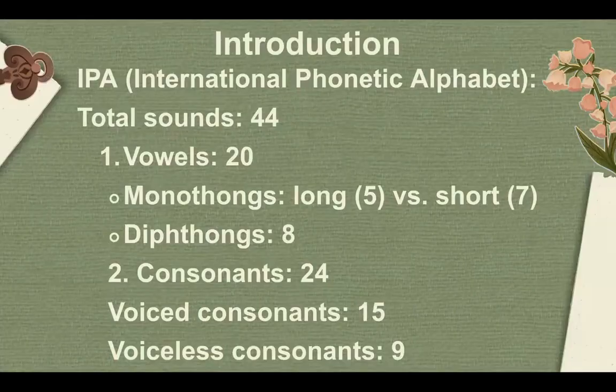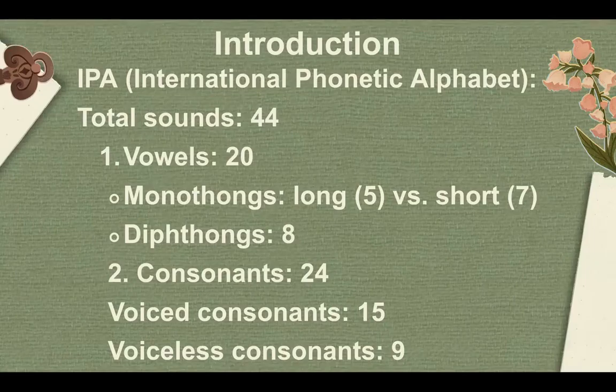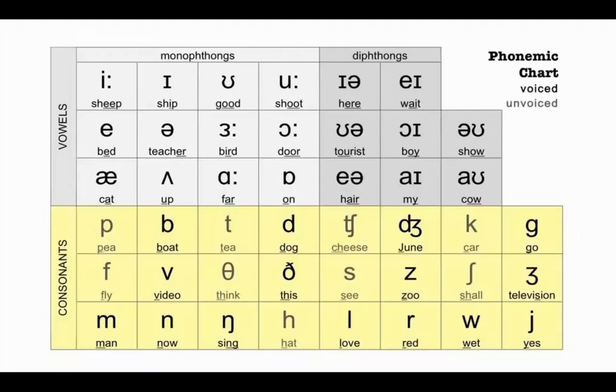In English, we have the IPA. It stands for International Phonetic Alphabet, and it includes 44 sounds. Of these 44 sounds, 20 are vowel sounds and 24 are consonant sounds. In the vowel sounds, we have monophthongs and diphthongs, and in consonants, we have voiced consonants and voiceless consonants. Okay, so let's take a look at the table of the 44 sounds here.